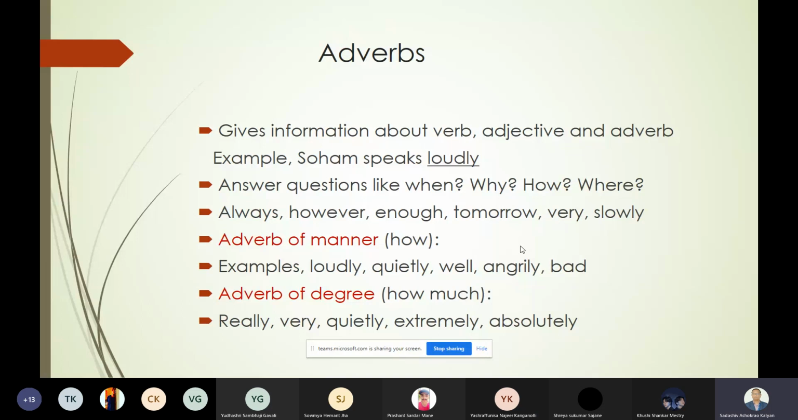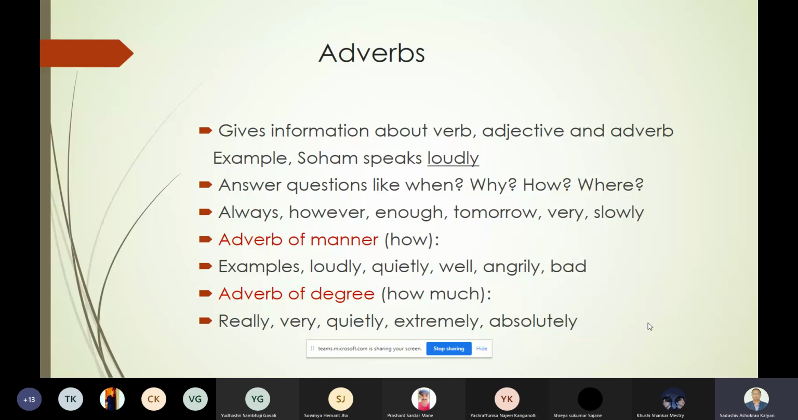So now we have the second very important kind of parts of speech, that is called adverbs. Like adjectives, adverbs are various kinds of words which are also trying to give us more and more information about the verb, about an adjective and an adverb. For example, here I have put one example. Soham speaks loudly. How is Soham trying to speak to us? He is trying to speak to us very loudly.